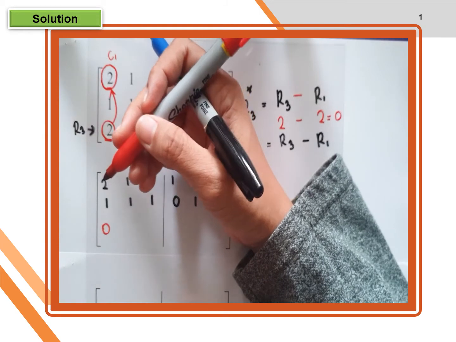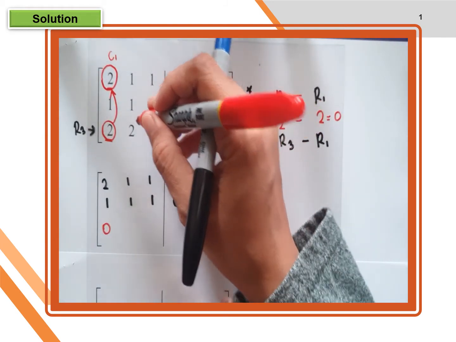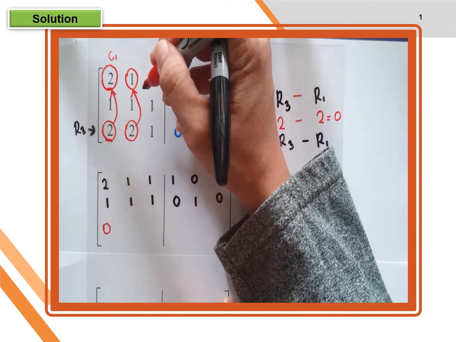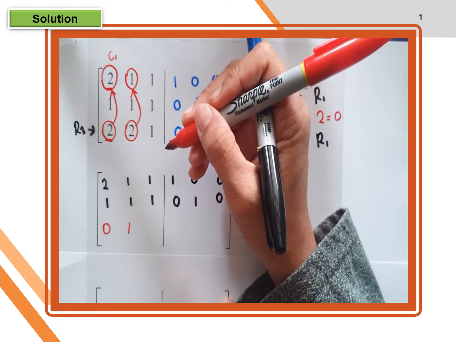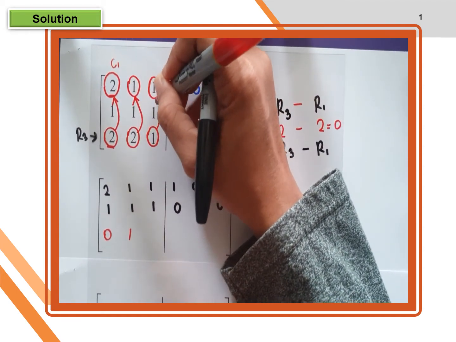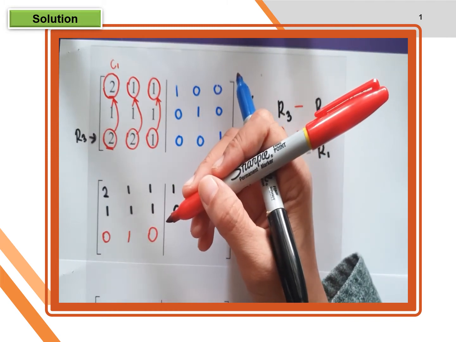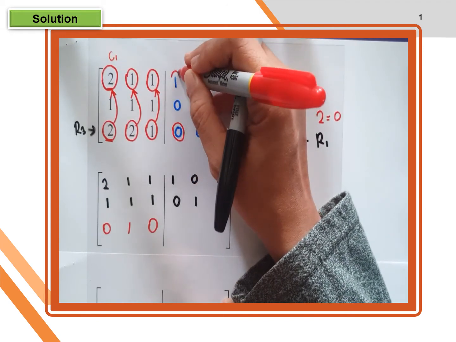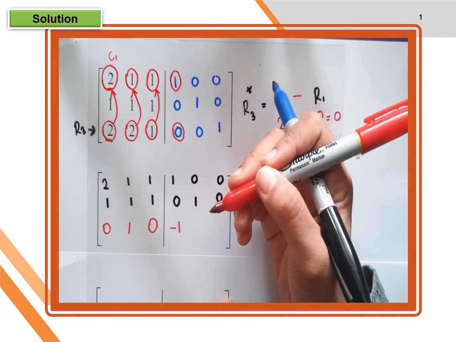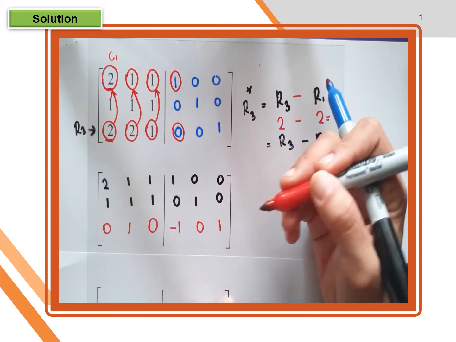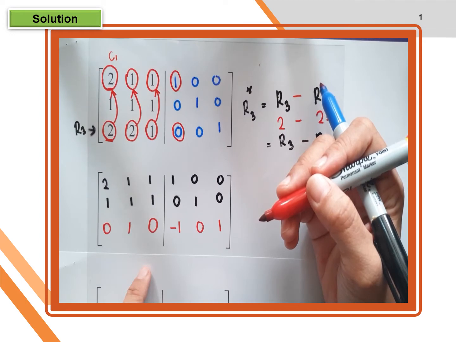Then next, go to the second column. Row 3 is equal to 2 and row 1 is equal to 1. Row number 3 minus row number 1, the answer is equal to 1. Next we move to column number 3: 1 minus 1 becomes 0. Then column number 4: 0 minus 1, the answer is negative 1. 0 minus 0 is 0, and 1 minus 0 is equal to 1. So we get a new augmented matrix, and we already have 0 for the first column, row number 3.